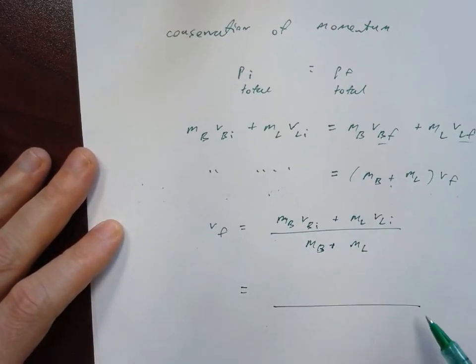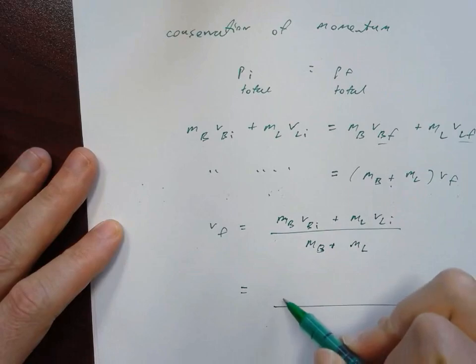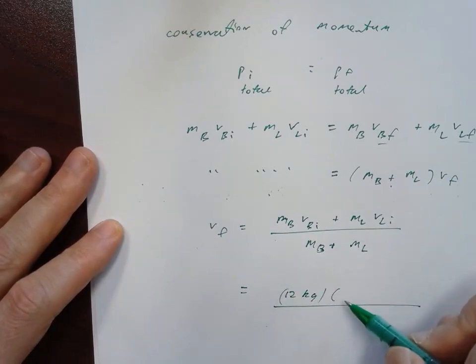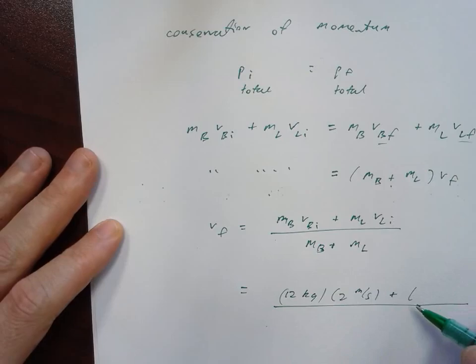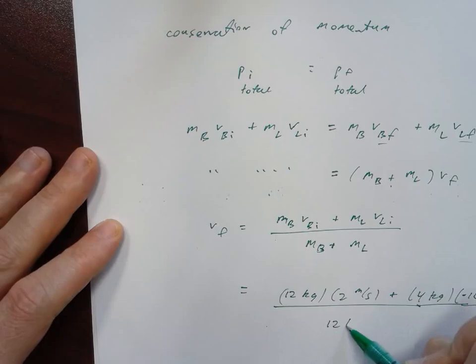And I'll put in the numbers from the other page. The mass of the big fish, 12 kilograms. V initial, 2 meters per second. Plus mass of the little fish, which we said was 4 kilograms. V little initial is negative 10 meters per second. All that divided by 12 kilograms plus 4 kilograms.